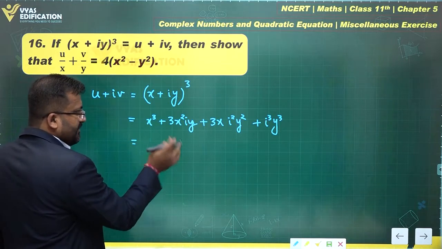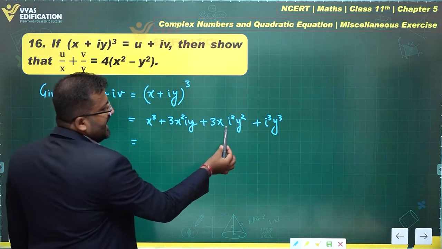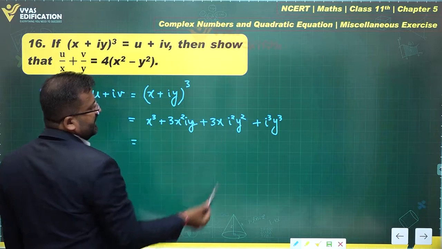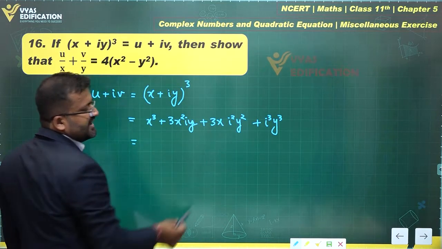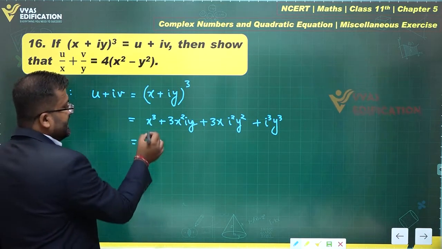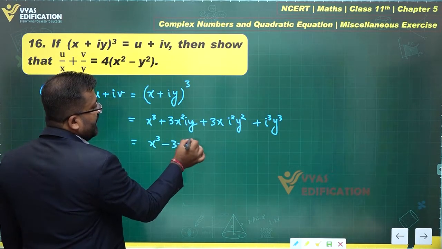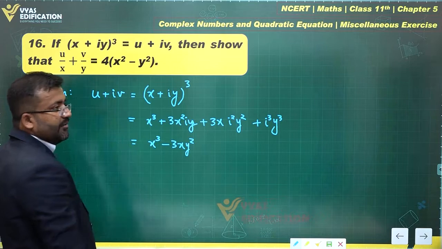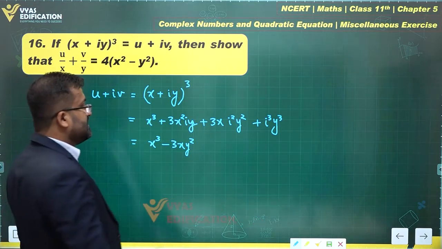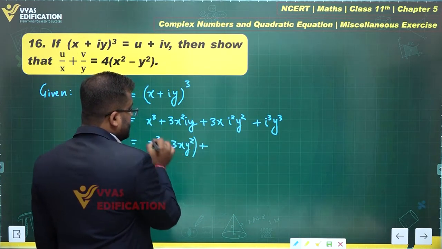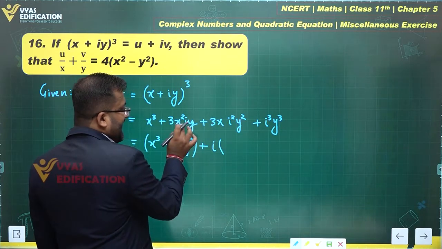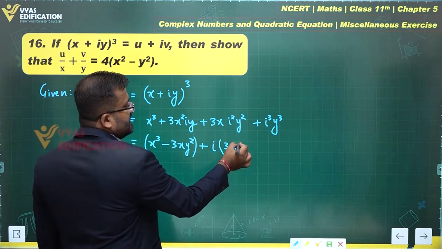Can we simplify this further? Yes. This i^2 is actually equal to minus 1. So this becomes minus 3xy^2. There's an x^3 over here. So x^3 minus 3xy^2 is actually the real part, right? What happens in case of the imaginary part? What you get is, let's take i common. This becomes 3x^2 y.